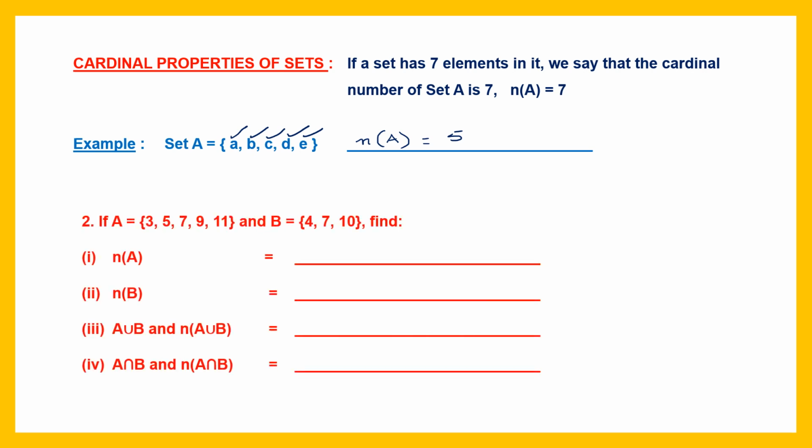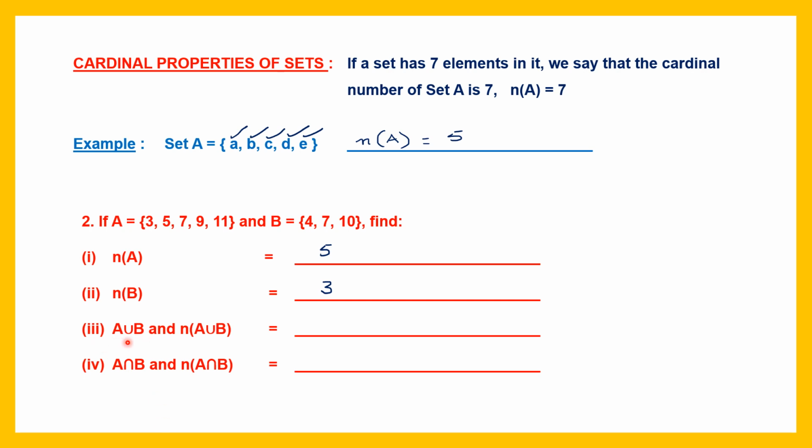So, question 2 is this. If A has all these elements and B has all these elements, we have to find a few answers here. So, let's begin with the first one. We have to find the cardinal number of set A. Let's count the number of elements. 1, 2, 3, 4, 5. So the answer is 5. The cardinal number of set A is 5. Now the cardinal number of set B. 1, 2, 3. Cardinal number of set B is 3. So we finished the first question, the second question.